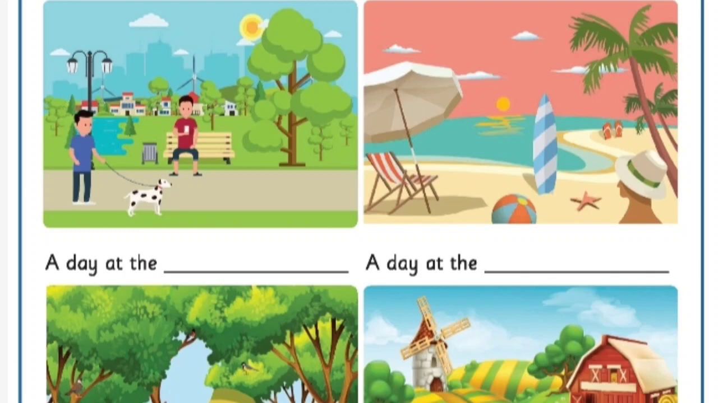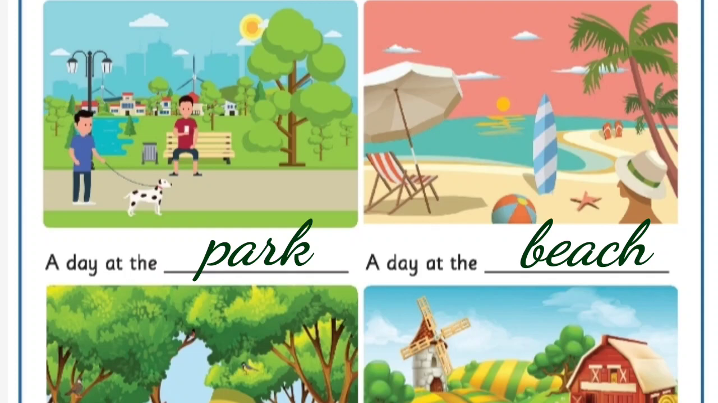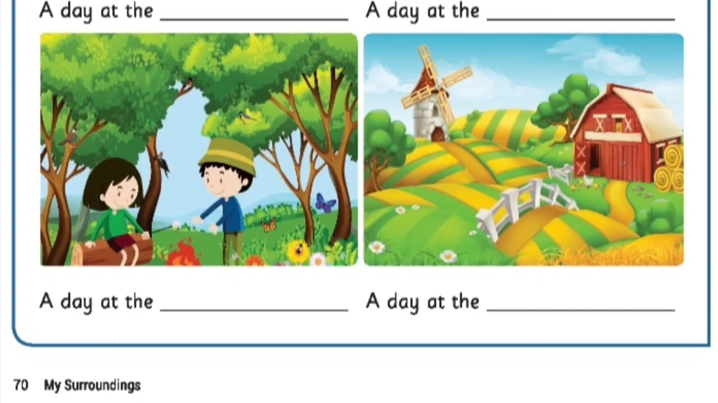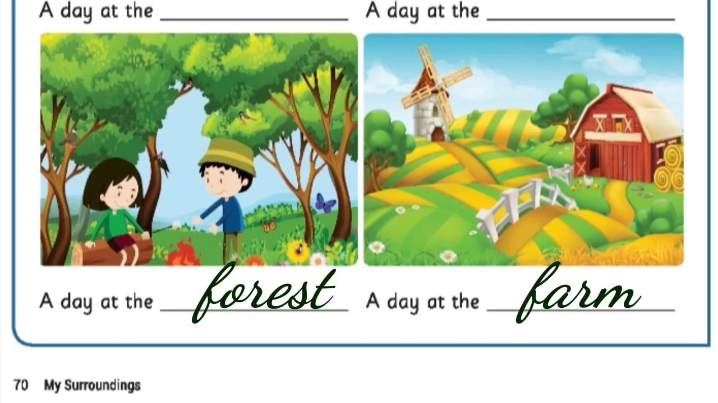Okay, so first you can see a picture of a park. So you can complete the caption as a day at the park. Next is a picture of a beach. So you can write a day at the beach. And the next one, you can guess it, I think they are in a forest, a day at the forest. And finally, the last picture, what can you understand from it? Yes, it looks like a farm. So you can write a day at the farm.